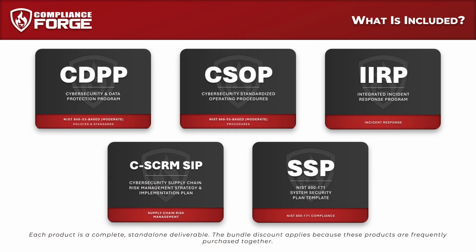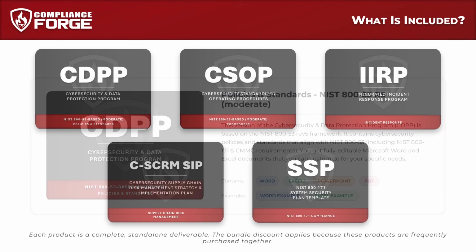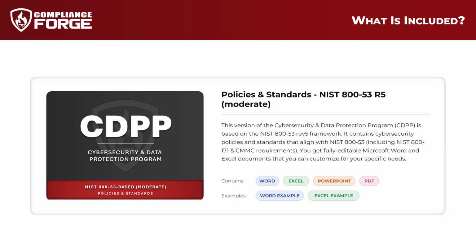So what do you actually receive? The bundle includes 5 ComplianceForge products, delivered together at a discount. Each is a complete, standalone deliverable. The first is the Policies and Standards for NIST 853 Revision 5 Moderate. This version of the Cybersecurity and Data Protection Program contains cybersecurity policies and standards that align with NIST 853, including NIST 800-171 and CMMC requirements.